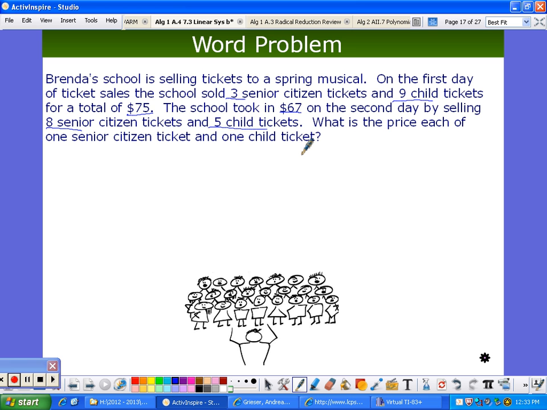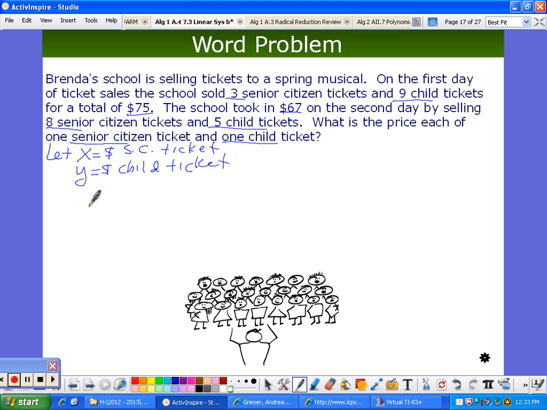Remember, these problems are very, very similar setups. You want to declare variables to describe what you're looking for. Here it says, what's the price of a senior citizen ticket and a child ticket? Those are your unknowns. So let x equal the price of a senior citizen ticket, and let y equal the price of a child ticket. It is important to declare these. It helps you keep it straight in your head. So I do want to see a statement like this.